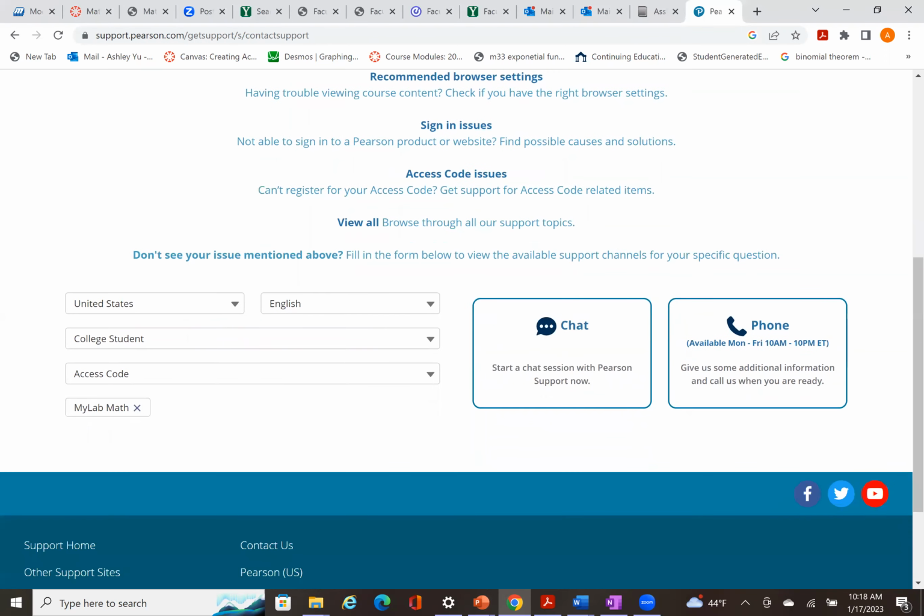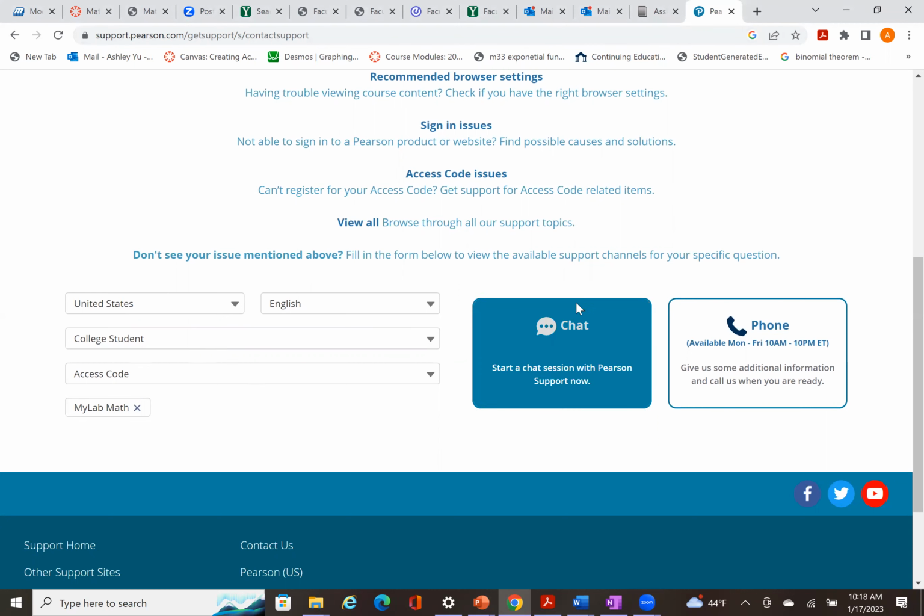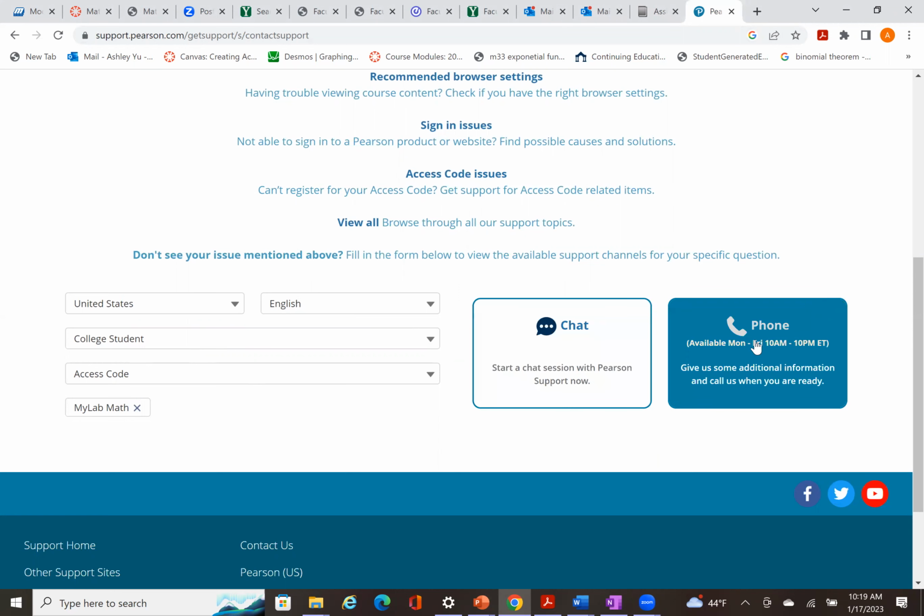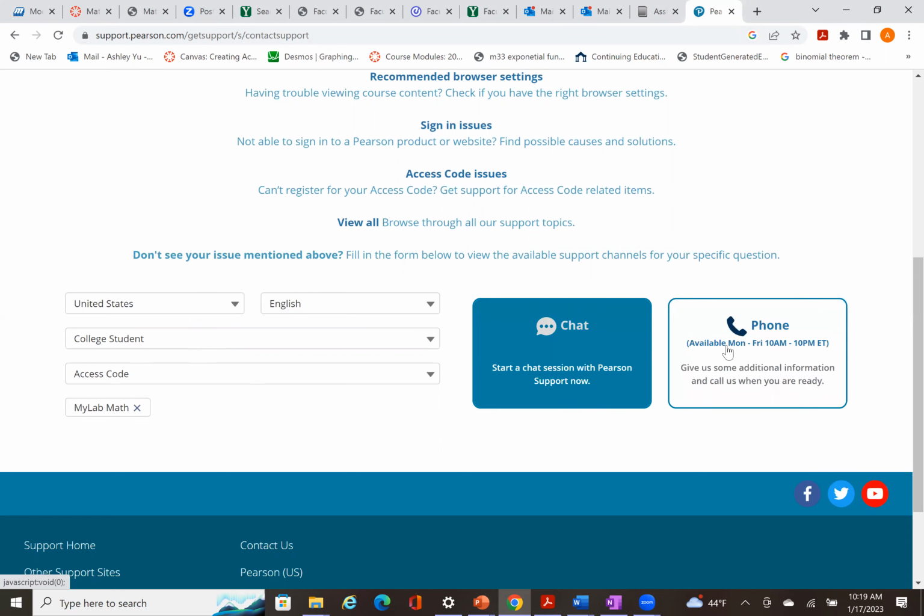So when I go to that link, I filled in the country we're in, and then what else? What else do they want? Whether you're a student or whatever. And then what's the issue related to? And I put access code. And then on the right here, there's a link. Do I want to chat or do I want to talk on the phone with someone? So now I just have to click on one of those and it's going to get me talking to someone.